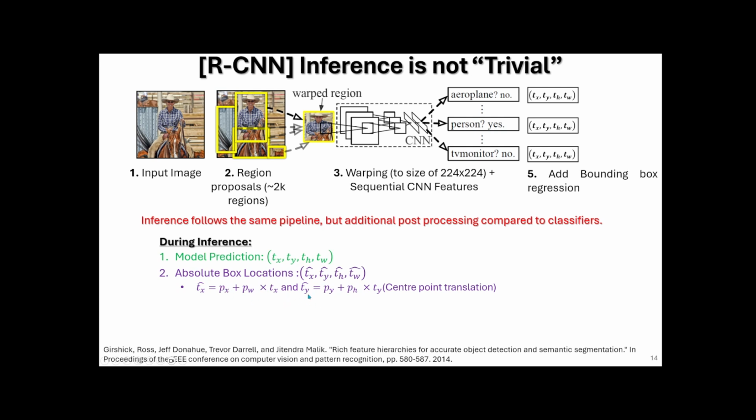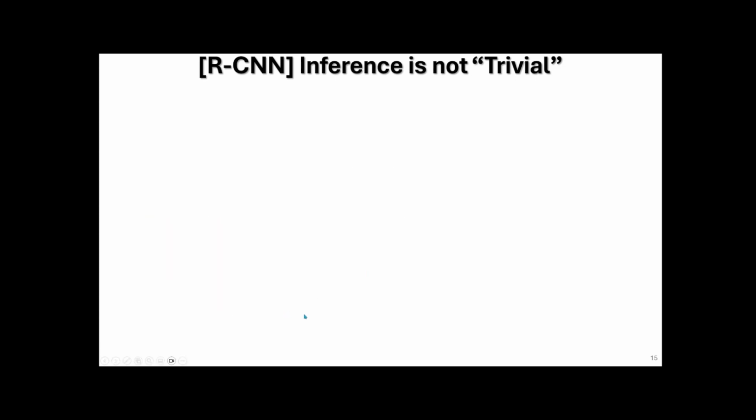Similarly, you do it for the location t_y to t_y hat. So t_y is in your warped space, t_y hat is in your original image space. So t_x hat and t_y hat are both in your original image space, whereas t_x and t_y are in your bounding box or warped region space. Similarly, you do the scaling for the height and width, t_w and t_h. Okay, so that's it.